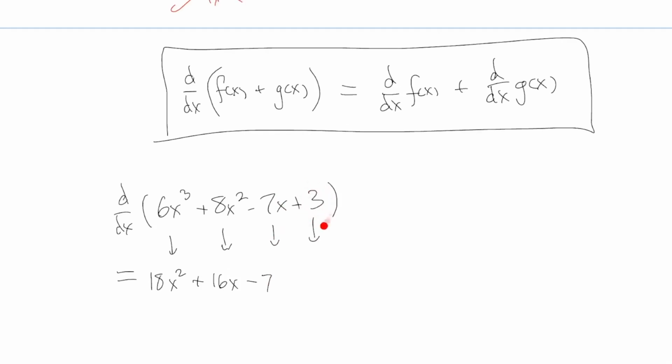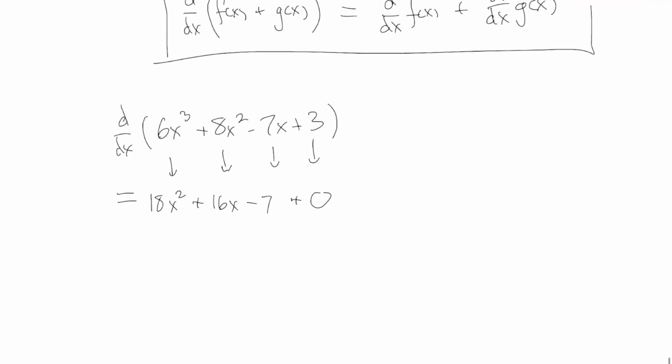And then the 3, constant, remember the derivative of a constant is 0. Plus 0 if you like, or you can just leave that part out, all right? And now, as promised, I hope you agree, this kind of a thing is very, very easy to do, right?